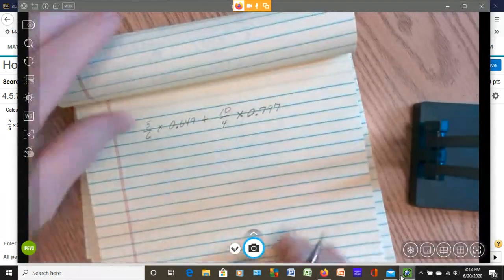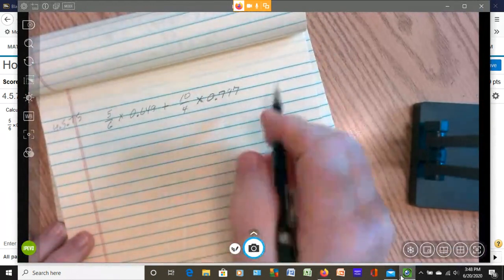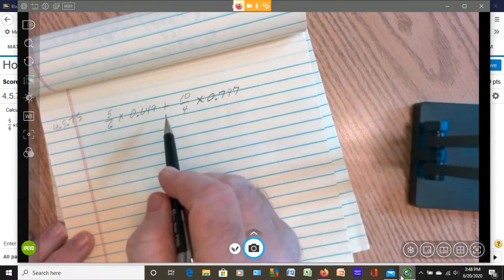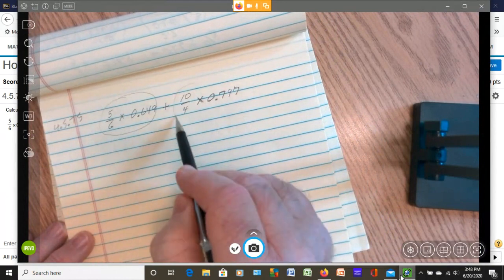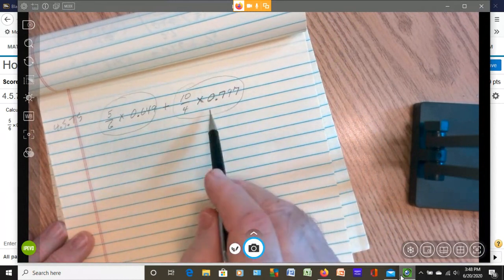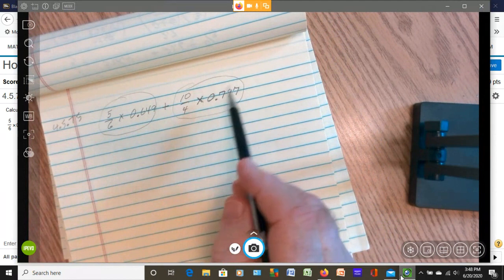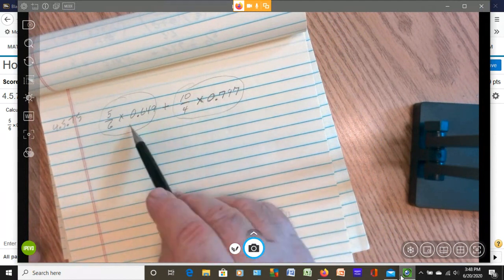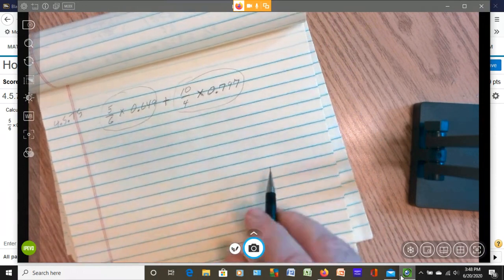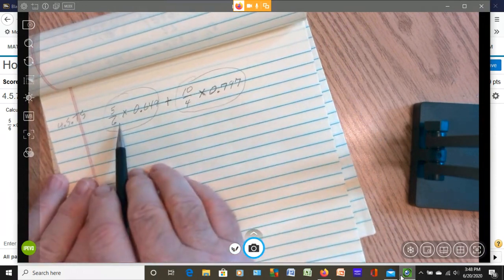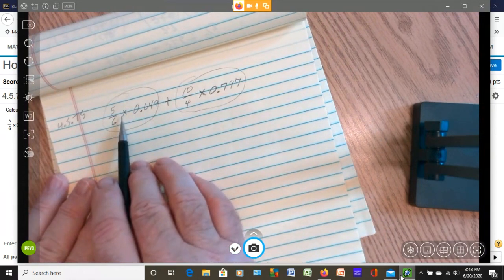All righty, so again, our order of operations is going to tell us that we're going to do all of our multiplication in order from left to right. If we had any division, we would do division. There is none in this problem. It's two multiplication problems here and then an addition problem. So we're going to do the multiplication and then the addition. Now, the dilemma is going to come in as to how to treat the fractions here.